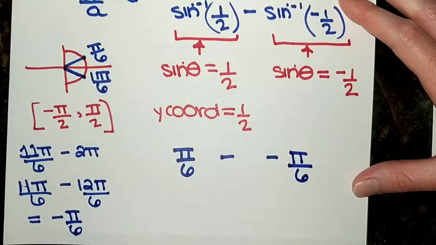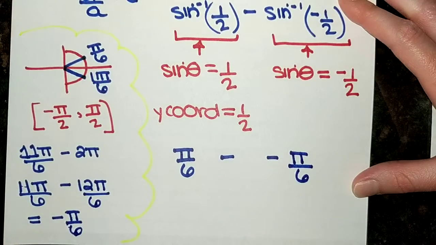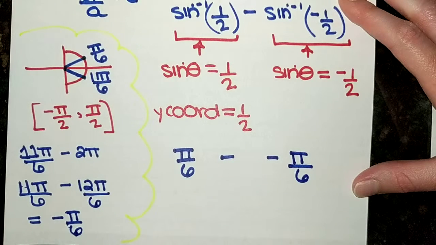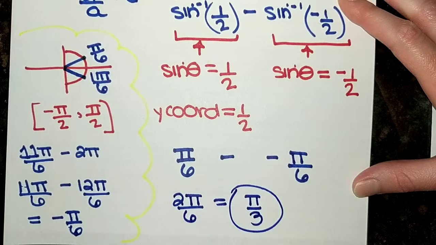So I know that's a lot of work. You're kind of going off to the side here trying to figure out your reference angle, but at the end of the day, you have pi over 6 minus negative pi over 6. So that's going to give you 2 pi over 6, which gives you pi over 3 as your answer.